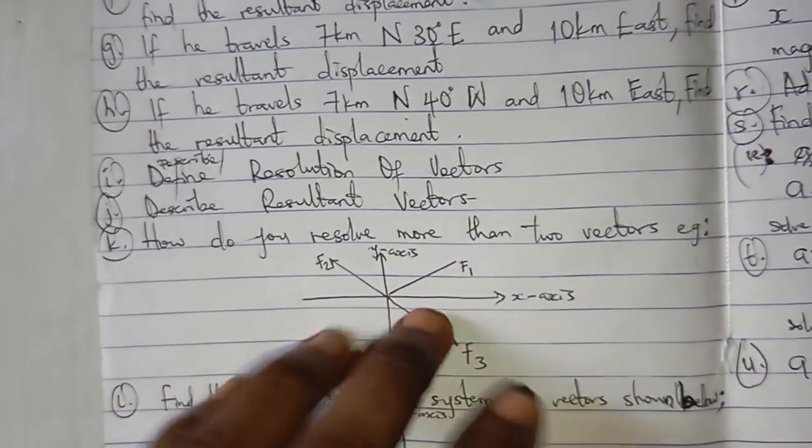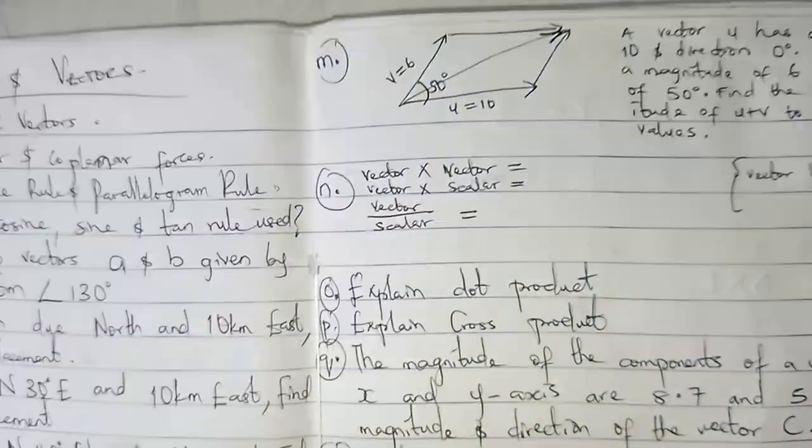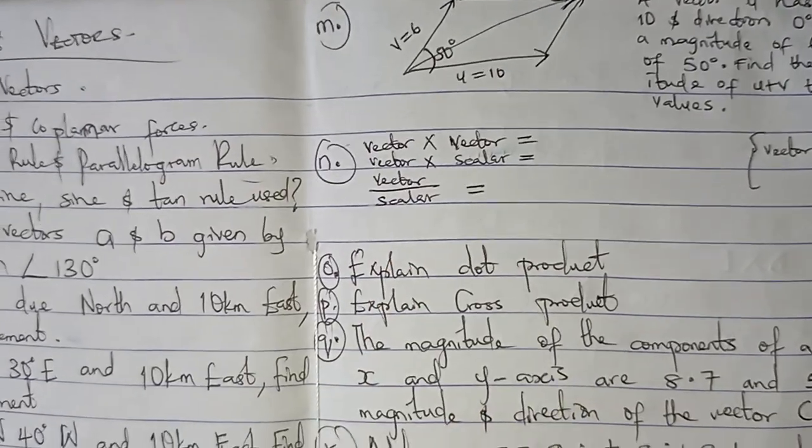In our next class, we'll continue with how to resolve more than two vectors. Then we'll move into multiplication of vectors, dot product and cross product.